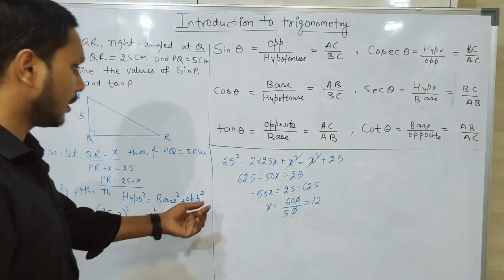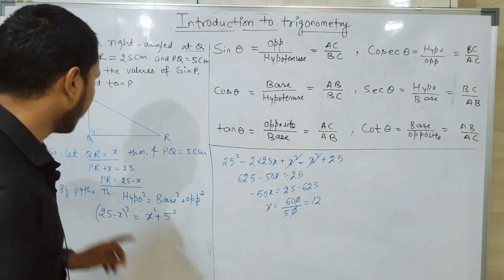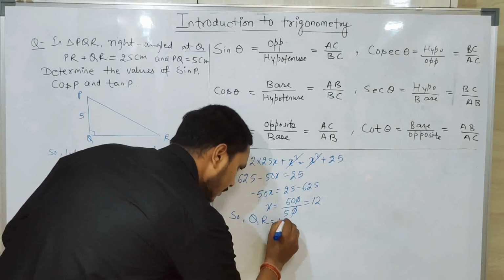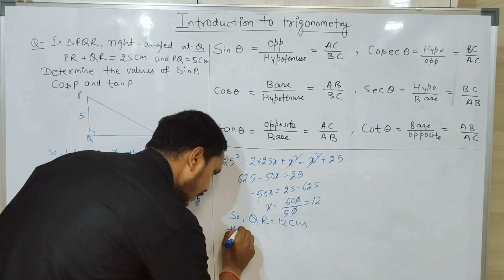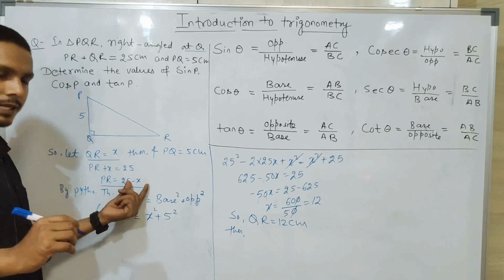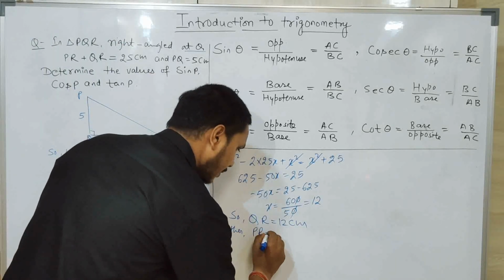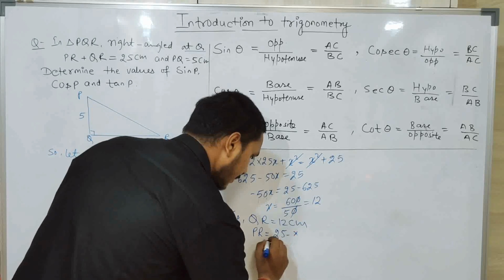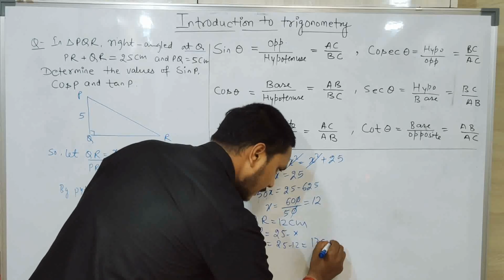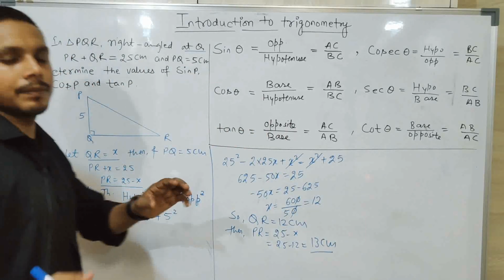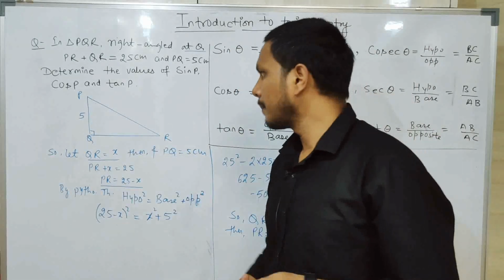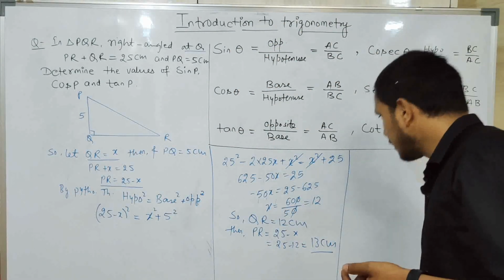Now we found the value of x equals to 12, which means QR equals to 12 centimeter. Then what about PR? PR equals 25 minus x. So PR, the hypotenuse, equals 25 minus 12, which is 13 centimeter. Means we got all the three sides: hypotenuse, perpendicular meaning opposite, and the base. Now we can find any trigonometric ratio.